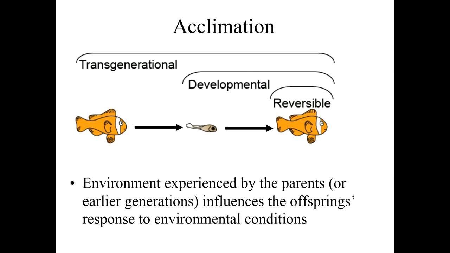The one that's probably a little bit less well known but is generating a lot of interest at the moment is transgenerational acclimation. And this is where the environment experienced by the parents, or even earlier generations, grandparents or great-grandparents, influences the offspring's response to environmental conditions. And you can imagine that this one could be particularly relevant to climate change, where subsequent generations are going to experience the same environmental change.